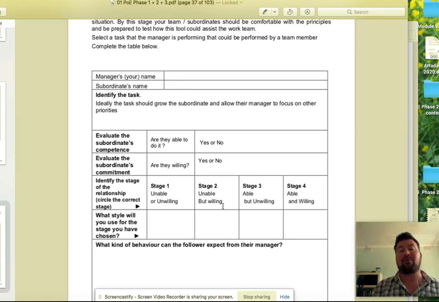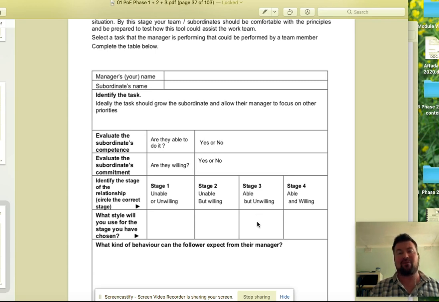Maybe they are unable but willing. So they don't know how to do it. So you could use an autocratic style and be able to tell them and give them clear instructions. Or you could use a results driven style, which means that you coach and you're going to get results out of that situation. Then maybe they are able but unwilling.